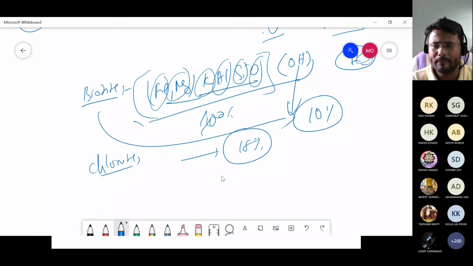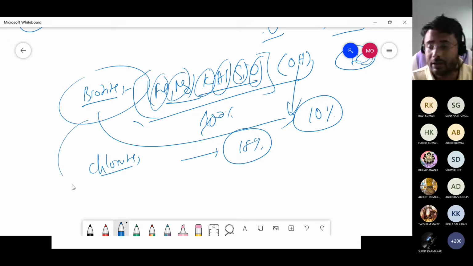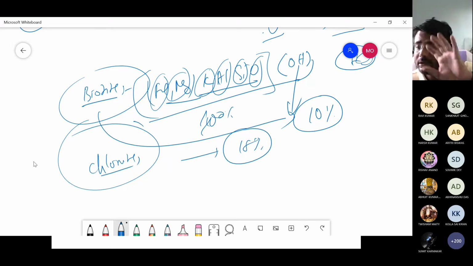ठीक है? Clay minerals are very porous, right? But they are not permeable. So as of now, just remember these two minerals. Out of many minerals, these two are those minerals which have water in them.